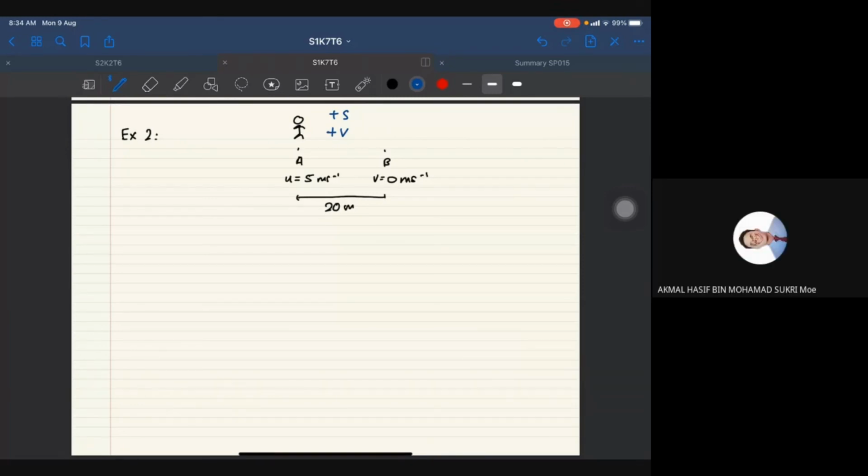Decelerate. Okay. So kalau decelerate, A dia ke mana? To the right or to the left? In this case. To the left. Sebab apa to the left?